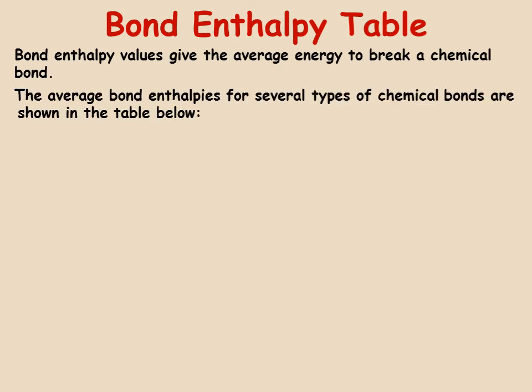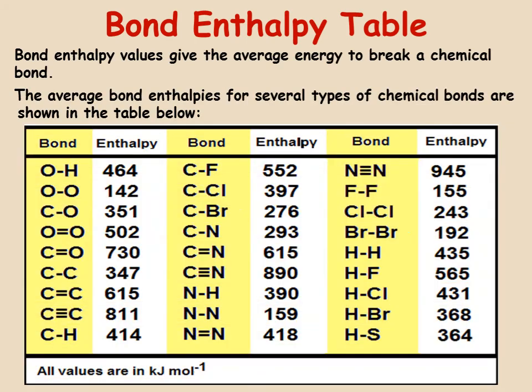So, here is the enthalpy table. For certain bonds, you can see here, bond enthalpy values give the average energy to break a chemical bond. You have already learnt, right? Here are given the O-H single bond, the O-O single bond, the carbon-oxygen single bond, the oxygen double bond and the carbon-oxygen double bond. So, you have the enthalpies, right? Values are given, and all these values are given in kilojoules per mole, right? That is the unit. Okay, children?